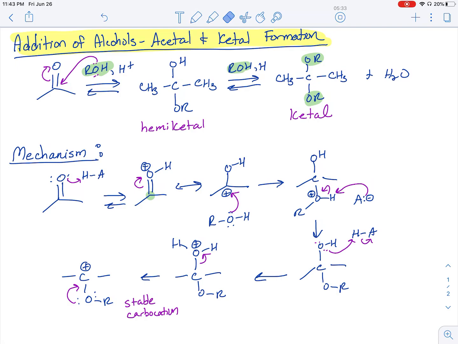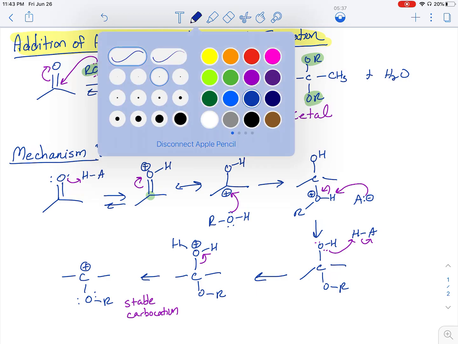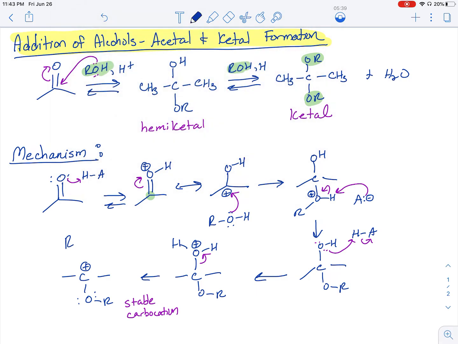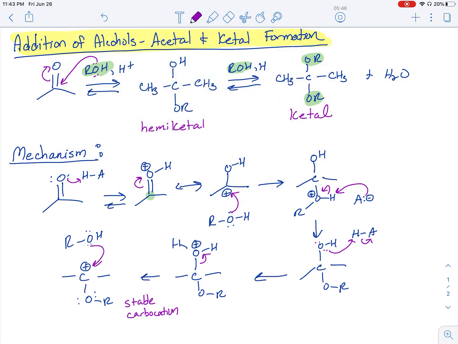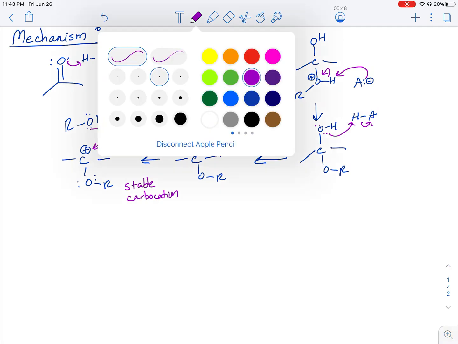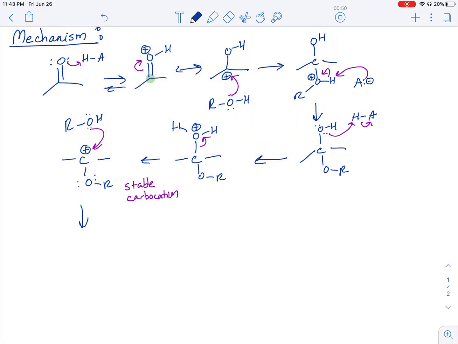Now, what we're going to do here is finish off the mechanism by attacking it with the second equivalent of alcohol. So the alcohol is going to come and attack that carbon, and we essentially have this here, right?